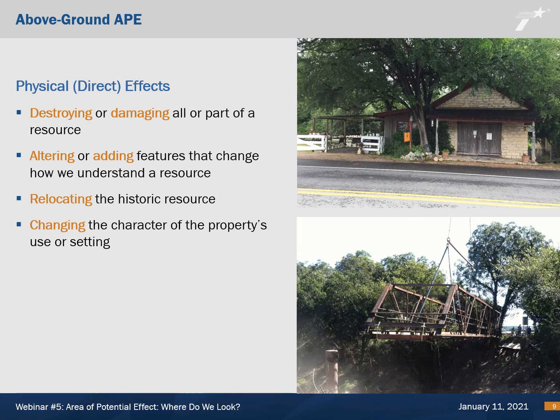The above-ground APE will always include the area where a project can directly affect historic resources. Direct effects are physical impacts, such as destroying or damaging all or part of a resource, like demolishing a historic building. Could be altering or adding features that change how we understand the resource, like removing awnings from a historic commercial building or adding ADA ramps and railings to a historic district.